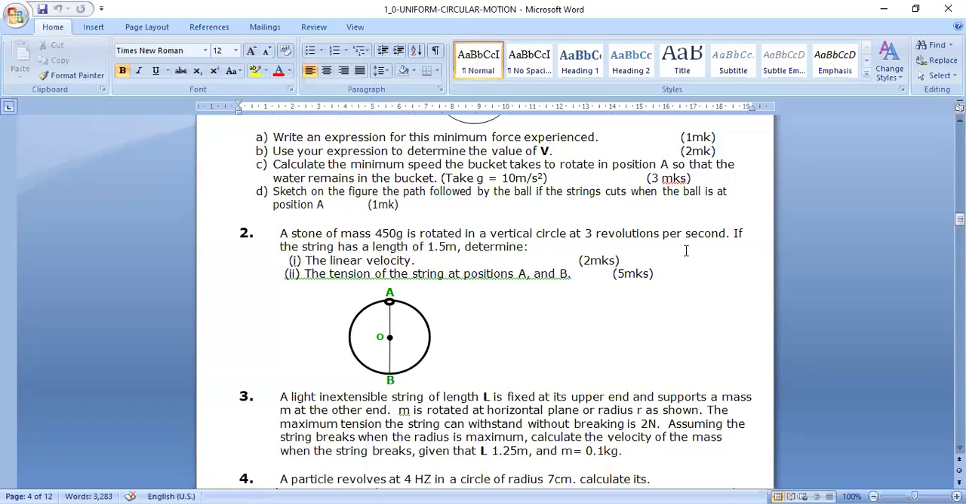Tension at B, we add. So T at B equals to mv squared over r plus mg. So that will be, when you do mv squared over r, gives you 239.76 plus 4.5, which gives us 244.26 newtons. So the tension at B is higher than tension at A.